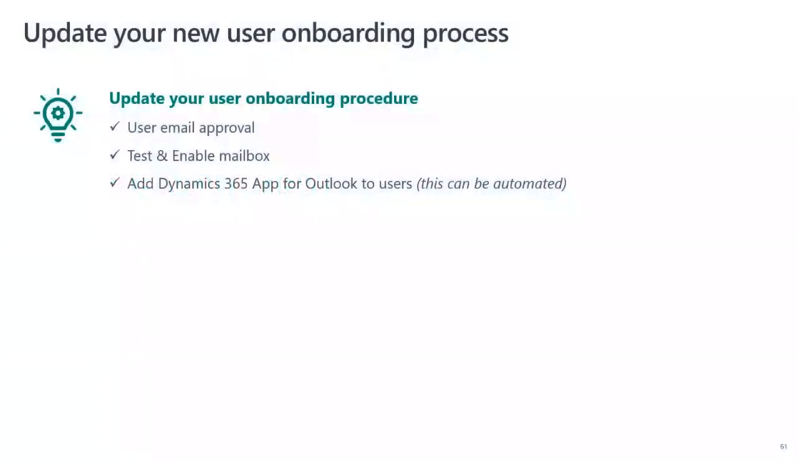Then you need to update your new user onboarding procedure. So how you're going to approve emails, I think that should already be the case in your organization. For server-side synchronization, make sure that you test and enable the mailbox for new users, and make sure that you add the Dynamics 365 app for Outlook for these users, and this can be automated.